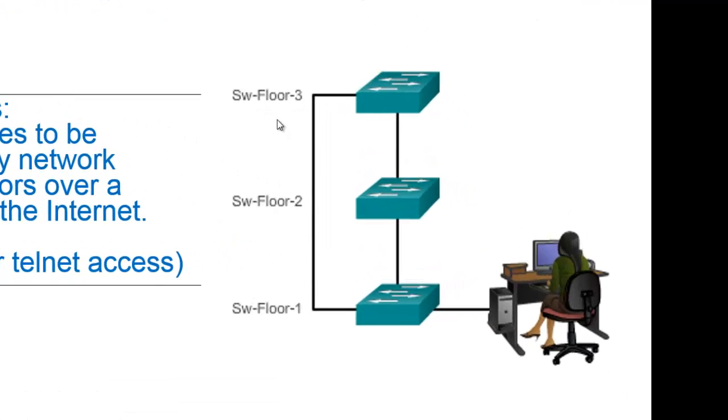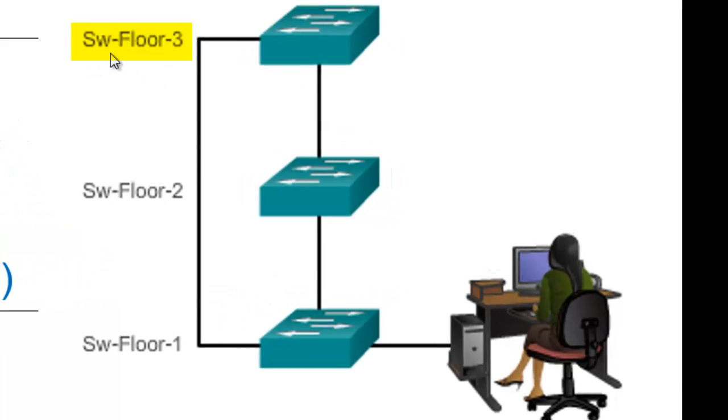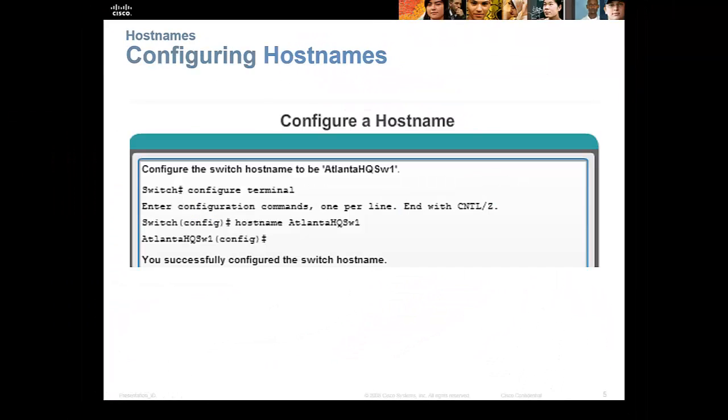Notice the devices. This one is called SW-floor-3, so I know that's a switch. The floor is the floor number 3. This one is second floor, this one is first floor. So when I send a technician out to check the cabling to see what's going on, I know where the device is located.